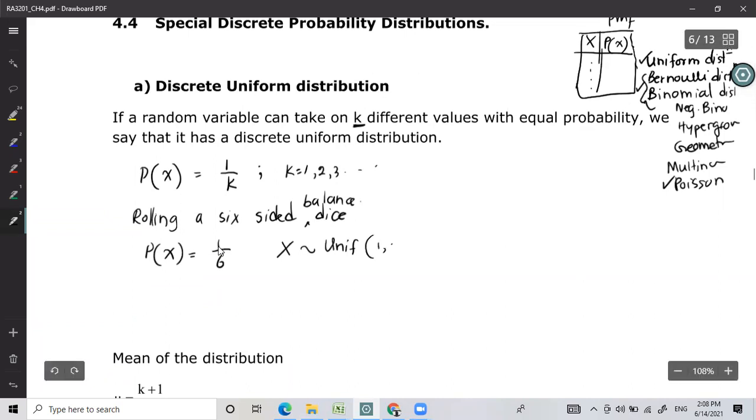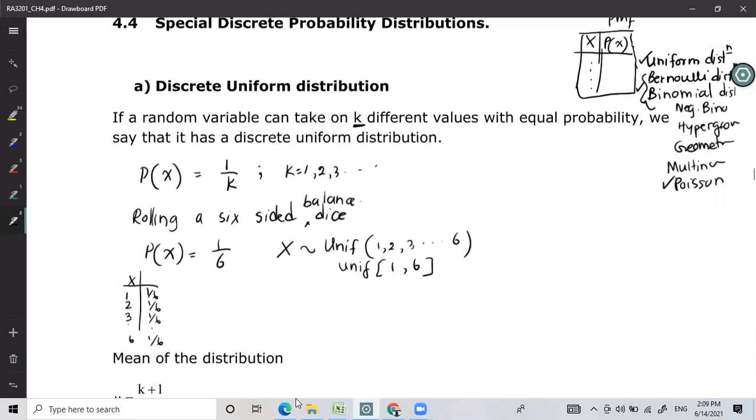The values are 1, 2, 3 up to 6. So in simple words, uniform over 1 to 6. That means for X equal to 1, 2, 3 up to 6, all of them will have the same probability. So rather than preparing a table like that, you can simply write it like this: P(x) equals 1/6.